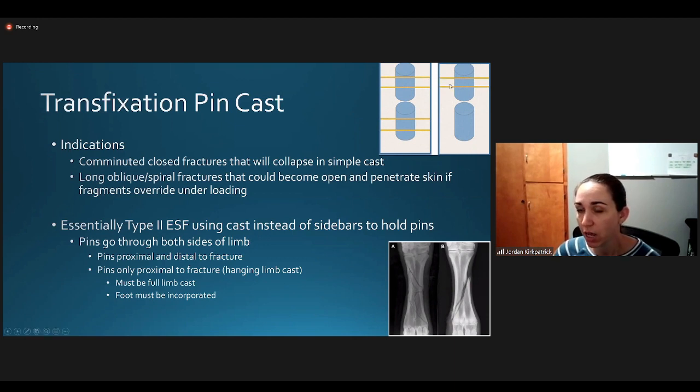This one is what they call a hanging limb transfixation pin cast because the pins are only above the fracture. And this will just depend on where the fracture is in the limb, if you can do pins above and below or just above. And so this one doesn't prevent the bottom portion of the bone from going proximally like it would here. But the whole point with the transfixation pin cast, you put pins through and then cast the area, and the weight of the animal is distributed to the pins and the cast and not directly onto the bone. For this one, the foot has to be incorporated into the cast. For this type, it doesn't necessarily have to be in the cast.